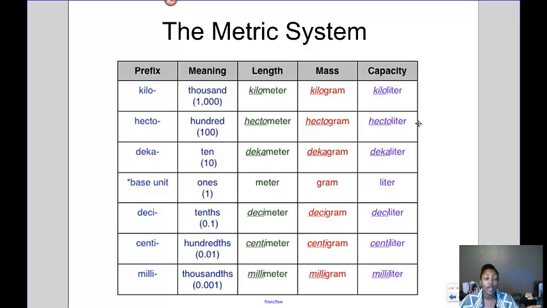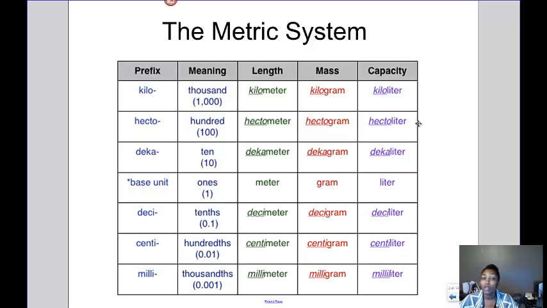So, the first thing we need to talk about, well, what are the two systems that we use for measurement? There's the metric system, which is the table that you're looking at now. The metric system is basically all about meters, liters, and grams. If you want to measure the length of something, you would use meters. If you're measuring the weight of something, you would use grams. And if you're measuring the capacity, or how much something can hold, you measure that in liters.